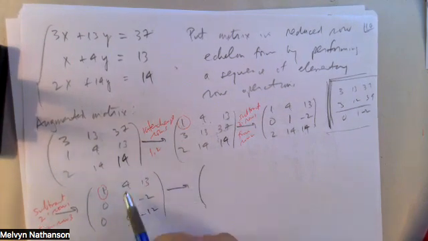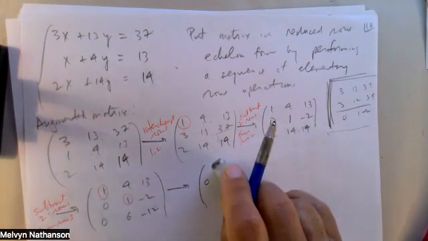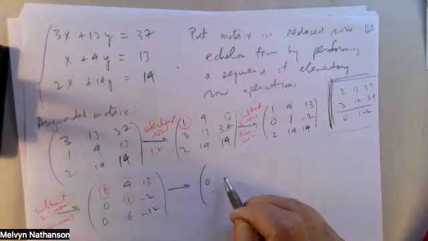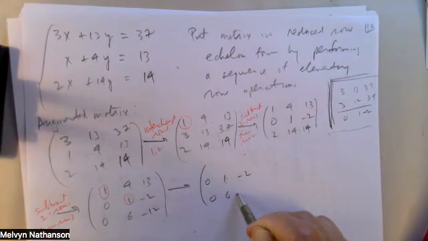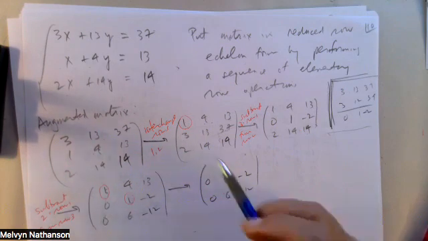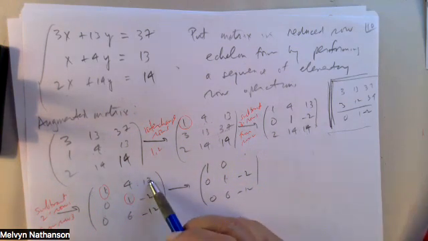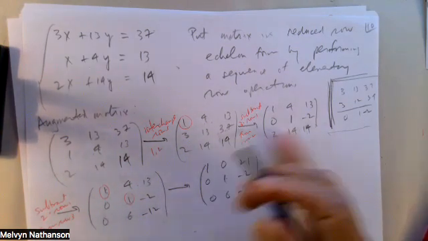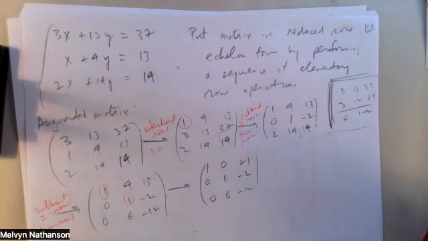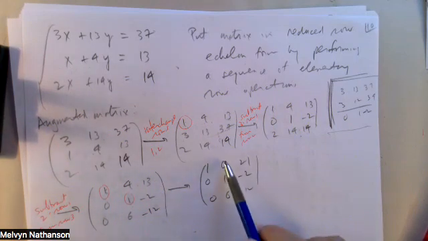So to get a 0 here, I'm not changing the second row or the third row yet. I have 0, 1, minus 2, 0, 6, minus 12. If I take the first row and I subtract 4 times the second row, I get 1 minus 0, 4 minus 4, that's 0. 13 plus 8 is 21. Right? This is minus 4 times row 2 added to row 1. So I have a 0 here.